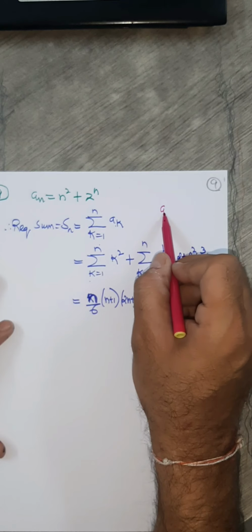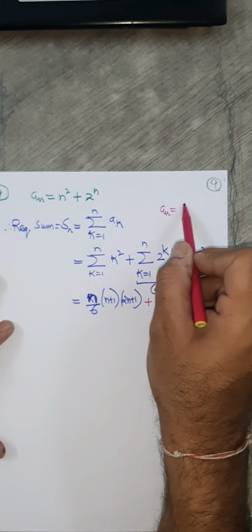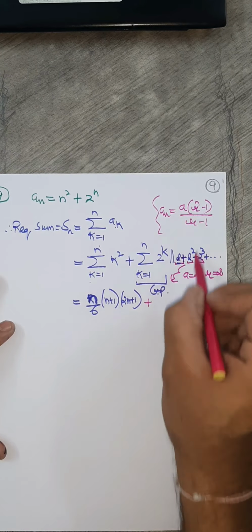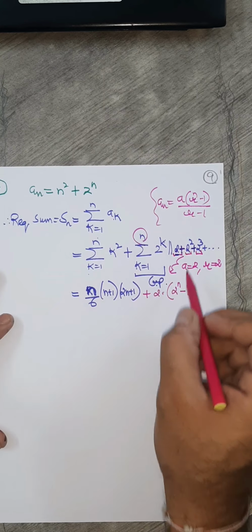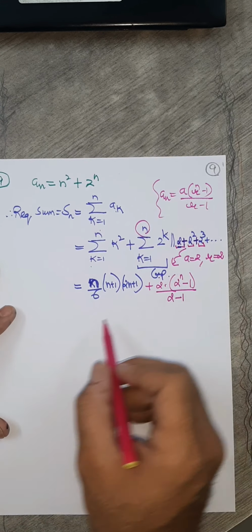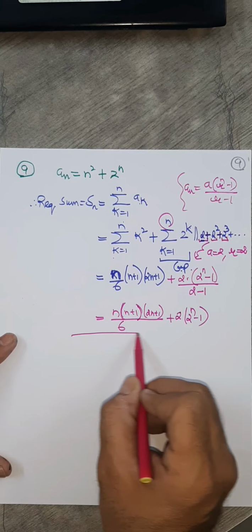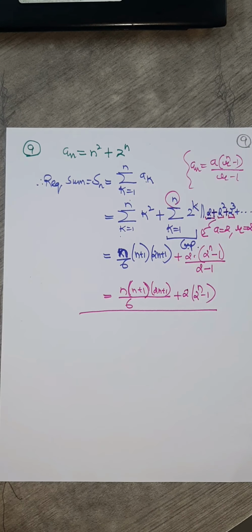Can you recall the sum of n terms of a GP? It is a into r raised to n minus 1 upon r minus 1. Do you remember this? So here, a means 2. r is also 2. So 2 raised to n. Why n? Because you want the sum of n terms, upon r minus 1. So we have here n by 6, n plus 1 into 2n plus 1, plus, here r minus 1 is just 1, so 2 into 2 raised to n minus 1. This is the required summation.